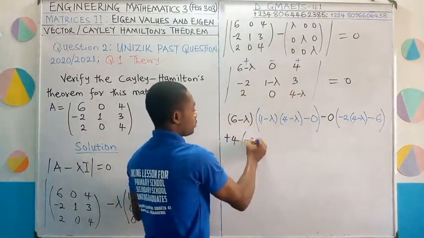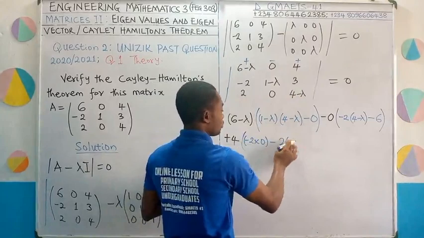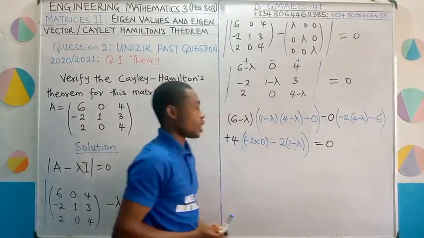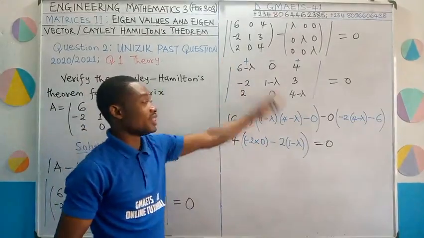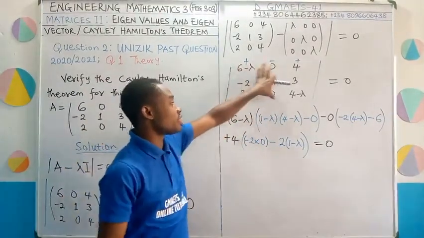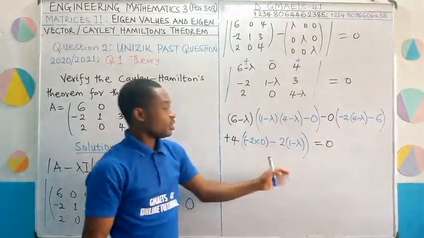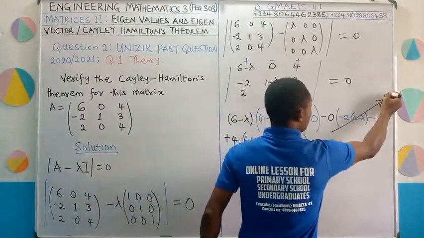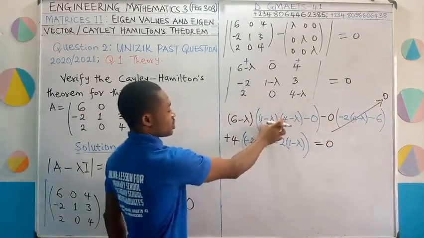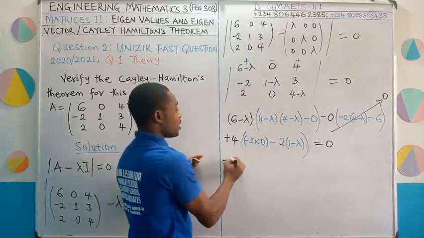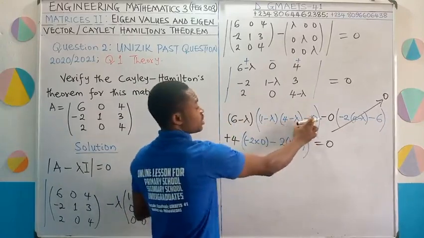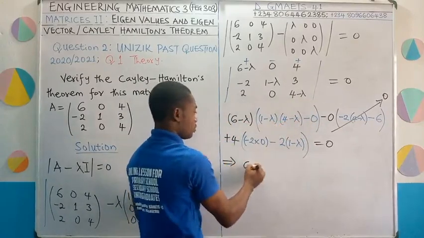So we get this, and this is going to be equal to 0. I believe you understand what I did here. Just simply getting the determinant of this 3 by 3 square matrix. Now it is left for us to simplify this term to see what we are going to get. Already, like I said, this will become 0. So let's just cancel it off. We are left with this term and this term. And so this implies that 6 minus lambda times this term minus 0. This 0 goes off, we are left with these 3 terms.